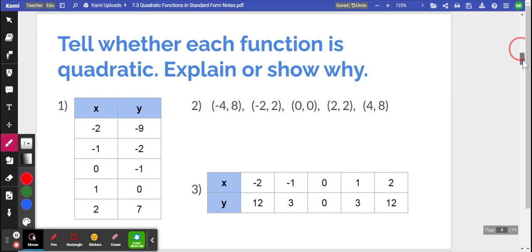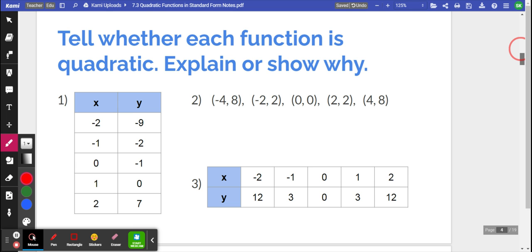So let's look at these three problems. Are these functions quadratic? Again, we start by looking at the change in our x values. I see in number 1 that our x values are going up at a constant rate. It is increasing by 1 every row. And if I look at the change in y values, at first it's going up by 7, then it goes up 1, then plus 1 again, and then plus another 7.